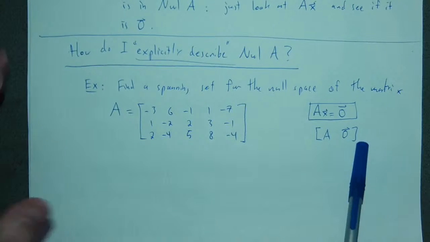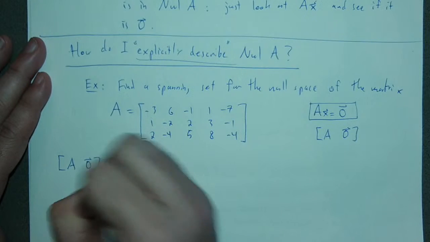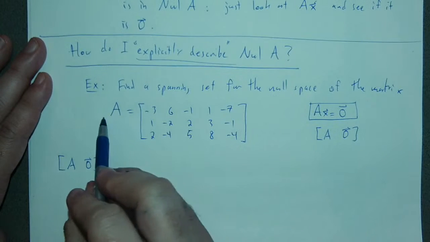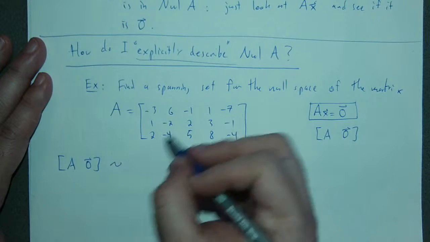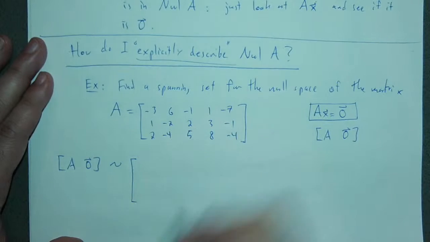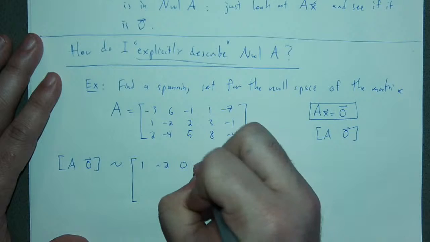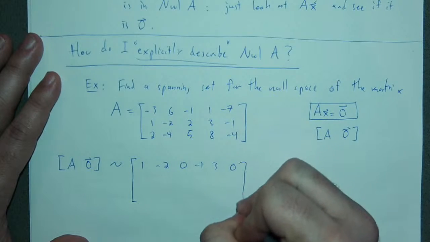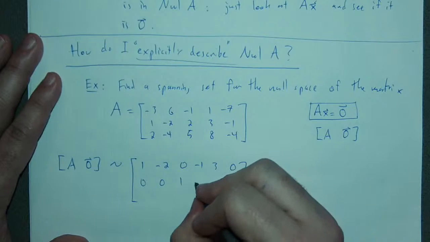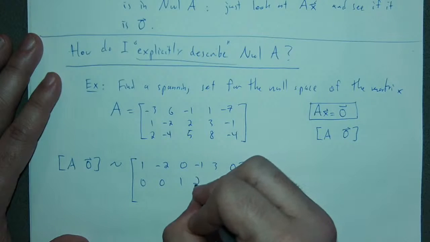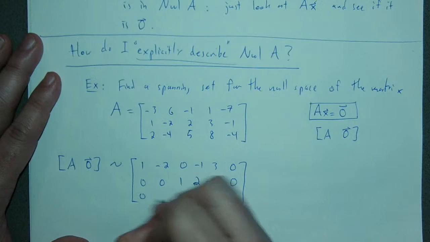Okay, so what does this reduce to? If I form the augmented matrix [A 0], I'm not going to recopy that. You can use your imagination. Take A here and write 3 zeros in the last column. If I reduce that, it is row equivalent to the matrix 1, -2, 0, -1, 3, 0. In the next line, I get 0, 0, 1, 2, -2, 0. And in the last line, I have nothing but zeros.